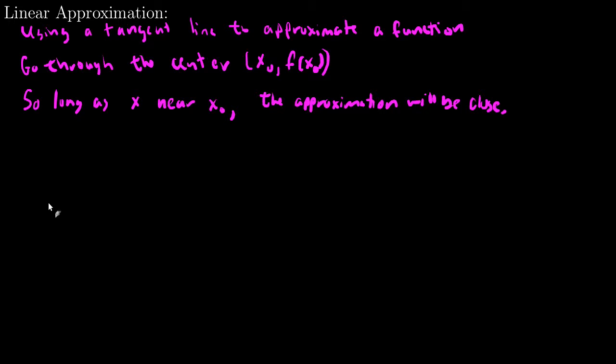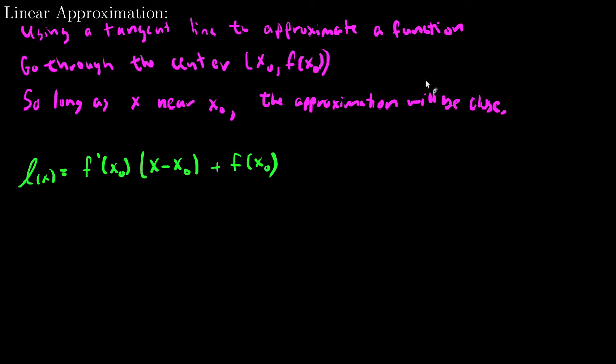Now, I don't usually memorize this formula, but it is worth realizing, because it extends up to quadratic and further approximations, that the linear approximation, or linearization, L of x, will equal the tangent line. So we have the derivative evaluated at x naught times x minus that x coordinate plus the y coordinate, so f of x naught.